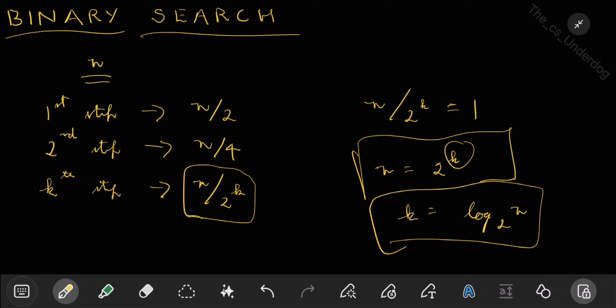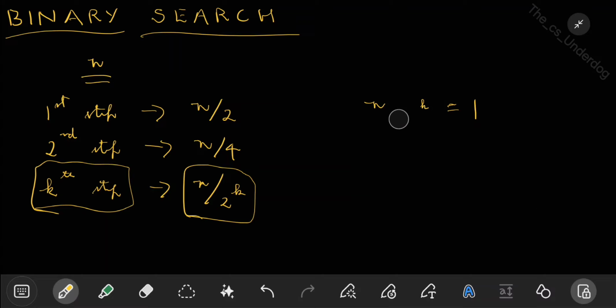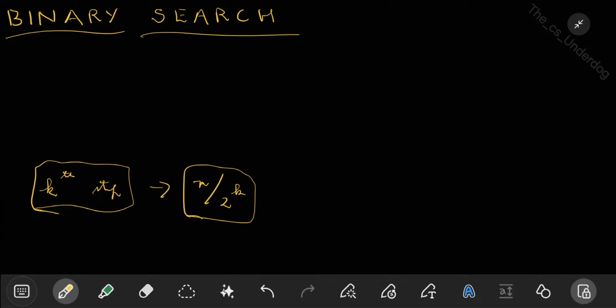So if k is log n to the base 2, what does it mean? In the maximum case, you will have k steps. In binary search, in the maximum case, you will be performing k times the division of the array and a search of the mid element. So the maximum is k times, which we know is log n to the base 2. So now we know that the maximum number of steps we'll have in binary search is log n to the base 2.